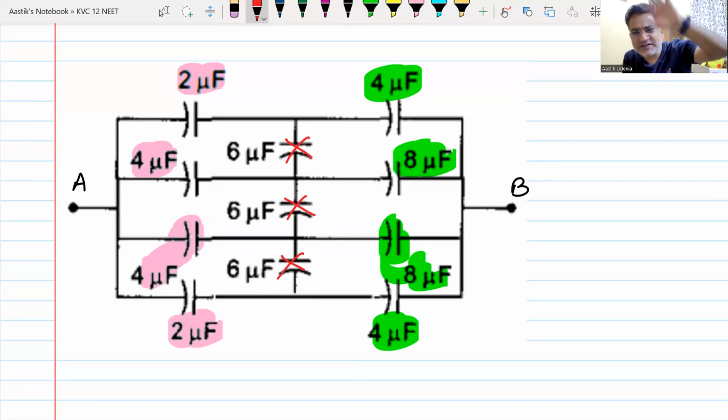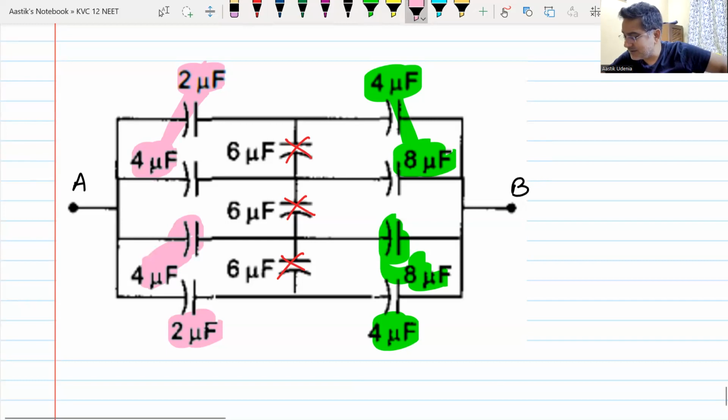Then you can do it in any way that you feel like. The bridge connection goes away. You can do it in any way. These two are in parallel: 6. These two are in parallel: 12. 6 and 12 are in series: 4. The upper branch is 4. The lower branch will also come to 4. Yes or no? You can do it in any 10,000 different ways.